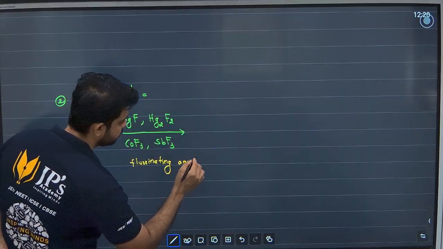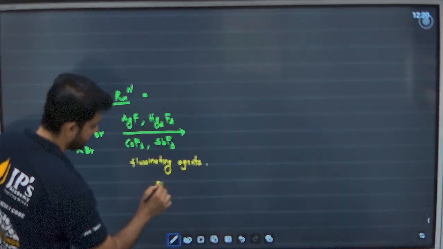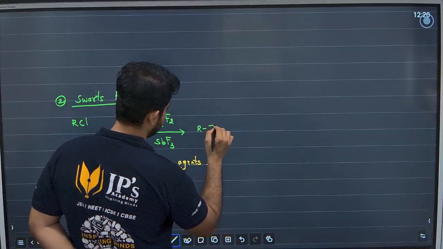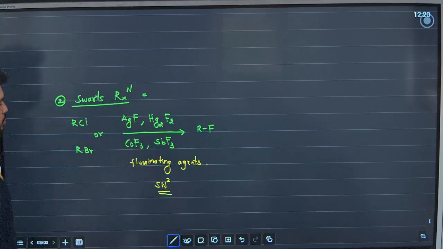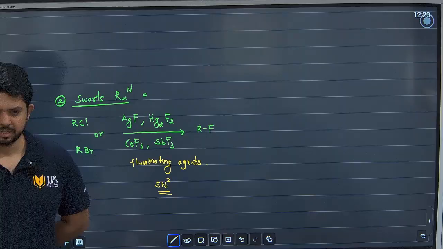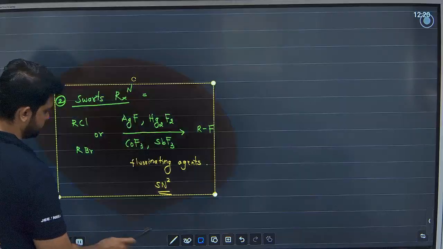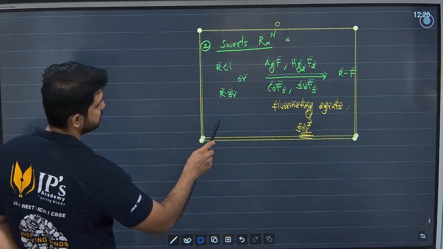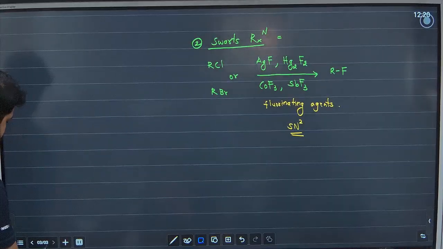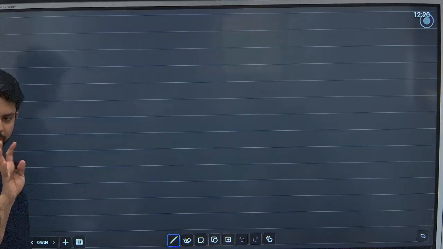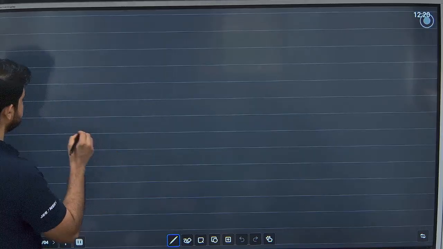This also follows which mechanism? SN2. और यहाँ पे what are we going to get people? RF. Depending upon what you use. I think 11th standard में we wrote AgX वाला example. ठीक है? This is Swarts reaction. ठीक है? So what reaction number was halide exchange reaction? No, it's part of halide exchange. 7th was done. Na? ठीक है, चलो next 8th.